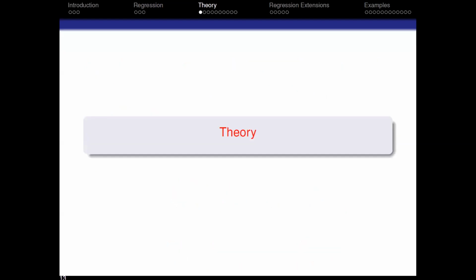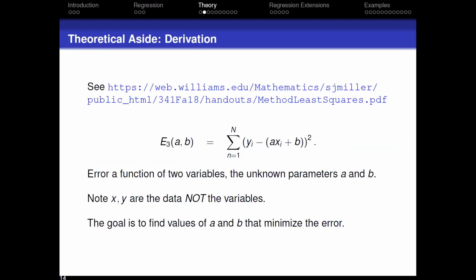All right, so just to give you a little bit of a sense of the theory as to where this comes from, here is my error function. And the error, which is a little bit confusing, is actually a function of the variables A and B. X and Y are not variables. X and Y are the known data. There's only one situation that we have to be careful to avoid.